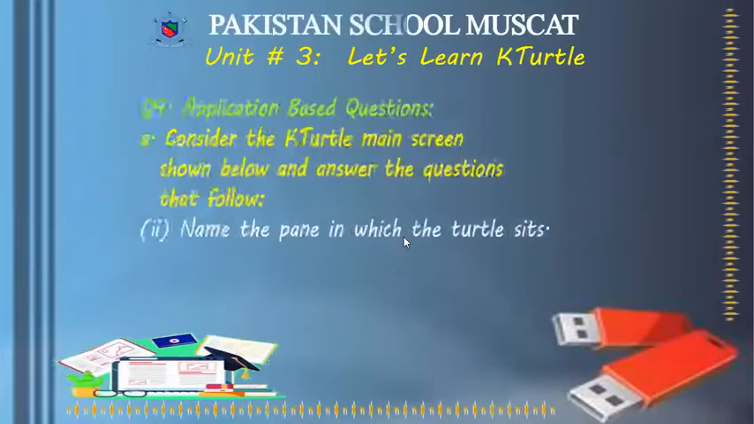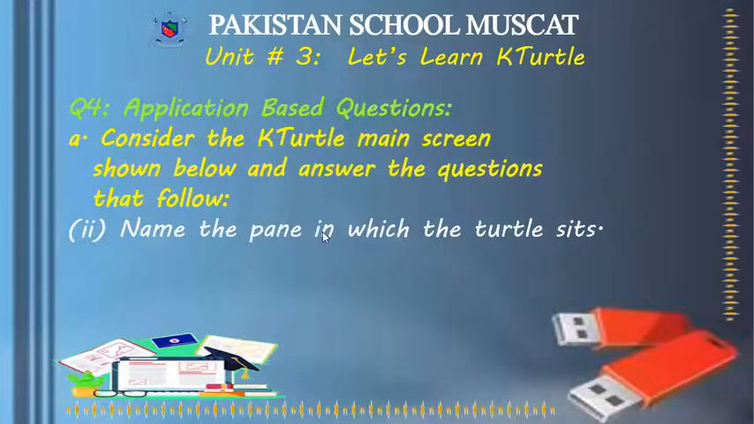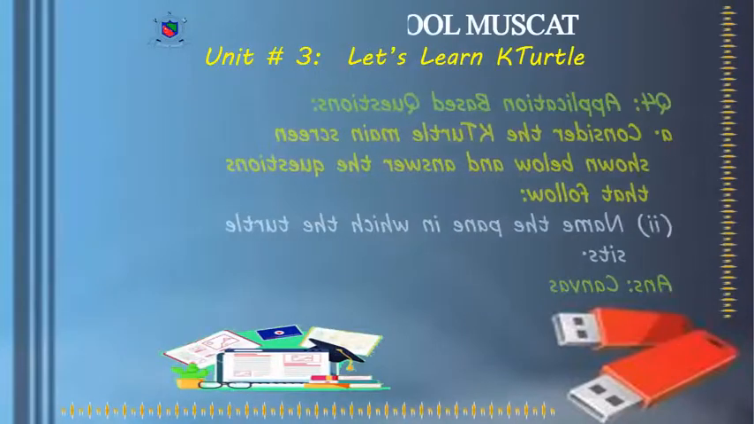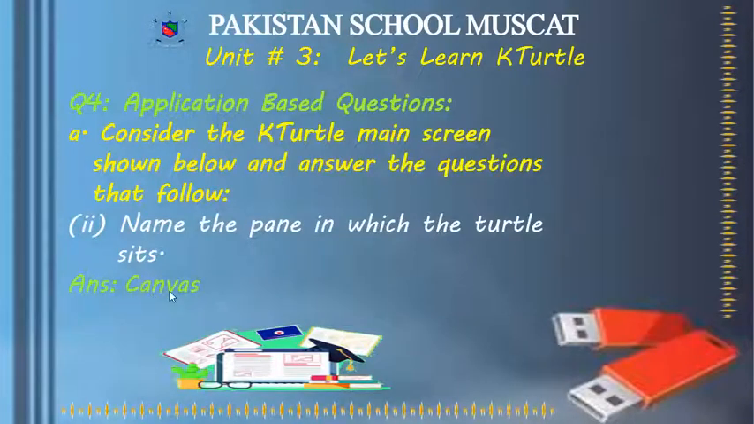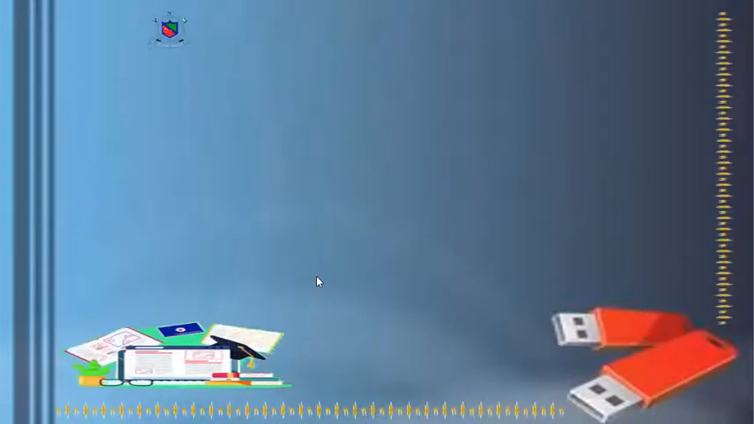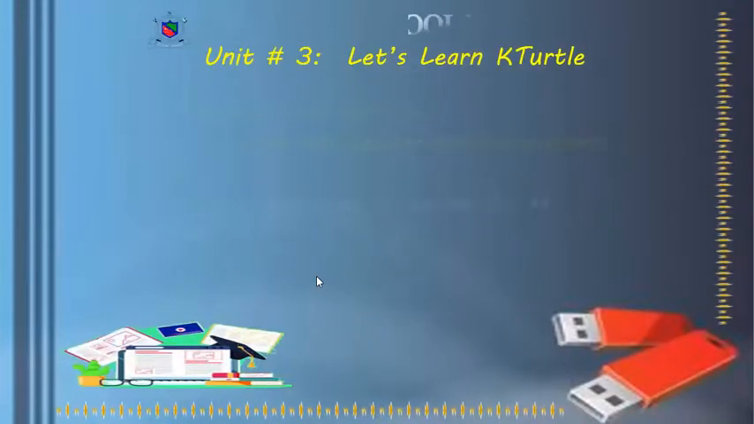Here we have, name the pane in which the turtle sits. Do you remember where the turtle sits? Yes, that's correct. The turtle sits in the center of the KTurtle screen. And what do we call that screen? That is called the canvas. Yes, here we have the correct answer with us. That is called the canvas. So we move on now to the B part question with us.